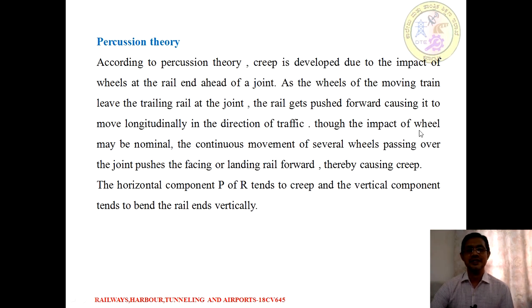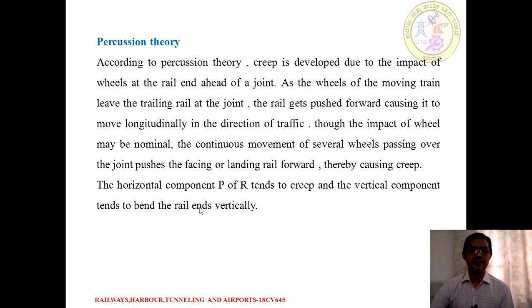Though the impact of the wheel might be nominal, it is a continuous movement because several wheels are going to be passing over the joint. So this joint pushes the facing and leading rail forward, thereby causing the creep.